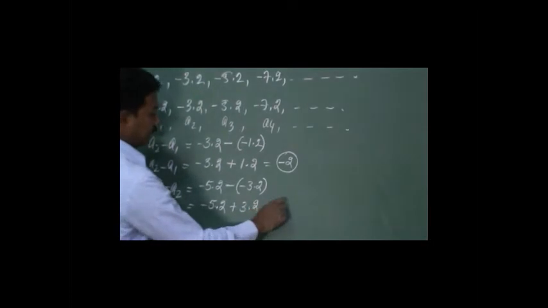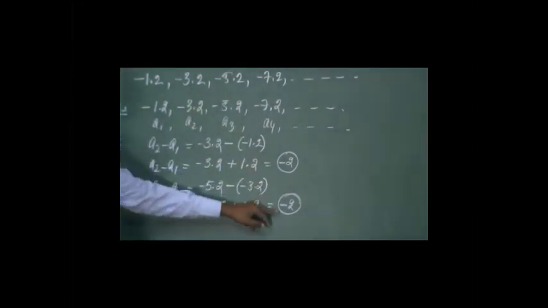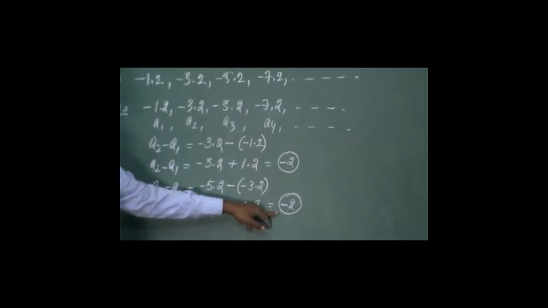So minus 5.2 minus into minus is plus 3.2. So minus 5.2 plus 3.2 is again minus 2. So it's enough, I hope, because I used the first 3 terms of the sequence. So in this we are getting minus 2 as a constant. So as the common difference is constant, the given sequence becomes an AP.